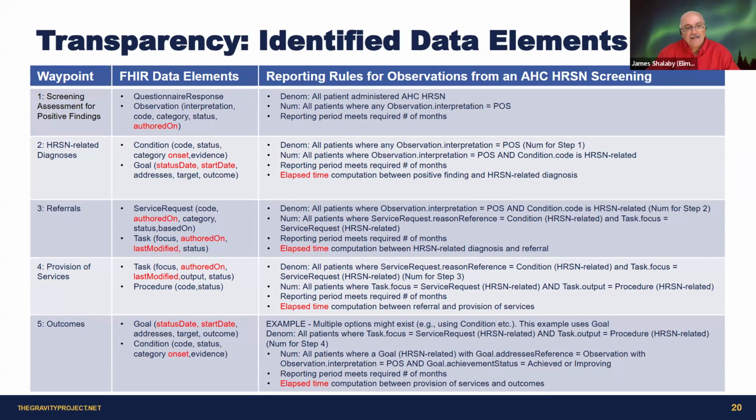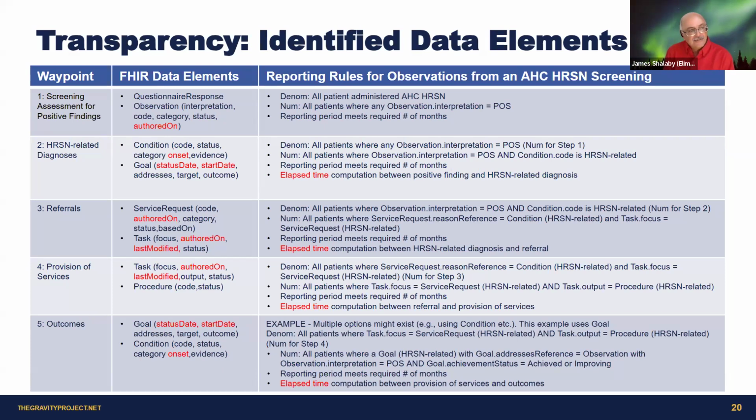So in this example, the denominator is all patients administered HCHRSN screening. The numerators are all patients where any observation interpretation is positive, meaning some of the questions may have been answered in a way that's indicative of a positive finding. And then the reporting period, let's say that it's done every year, or let's say it's done every quarter. It's the same reporting period that applies to all of the other criteria below.